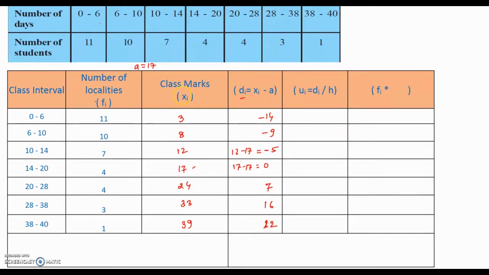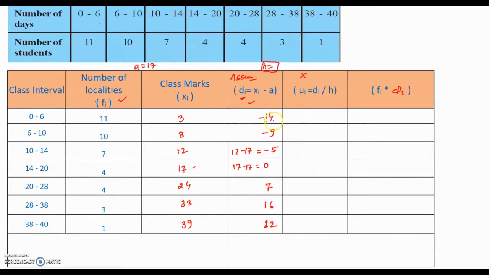Okay, so we can see that the numbers are minus 14, minus 9, minus 5, 0, 7, 16, 22. There does not seem to be any common factor among these numbers. So we will not use any h value, which means we are not going to find ui. We'll stop here itself and use the assumed mean method because we don't have a good h value to find ui. So we'll use only the di's, the deviation numbers. Okay, so fi and di we are going to multiply, so we are going to use di because of the assumed mean method.